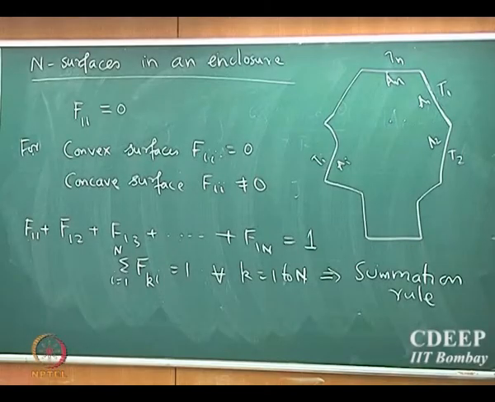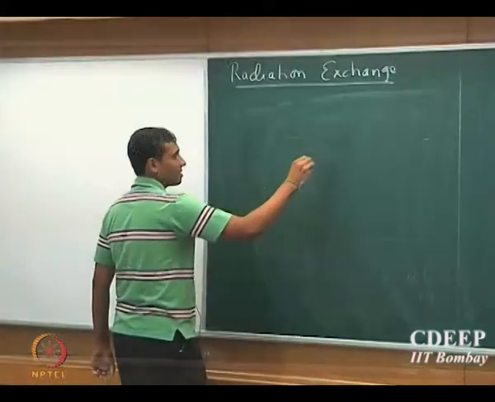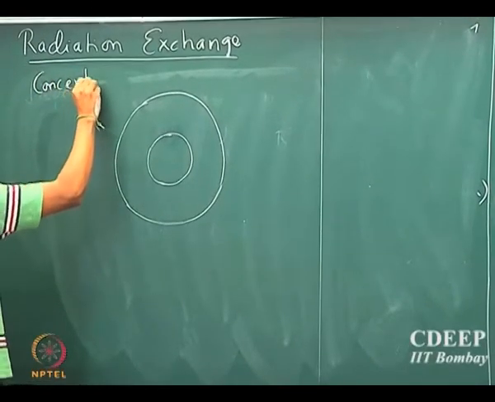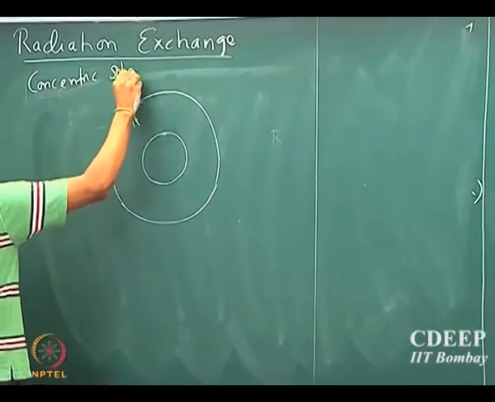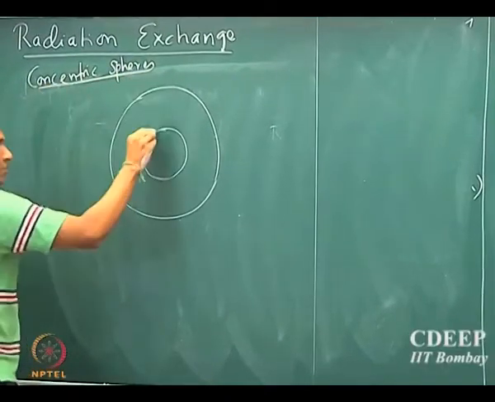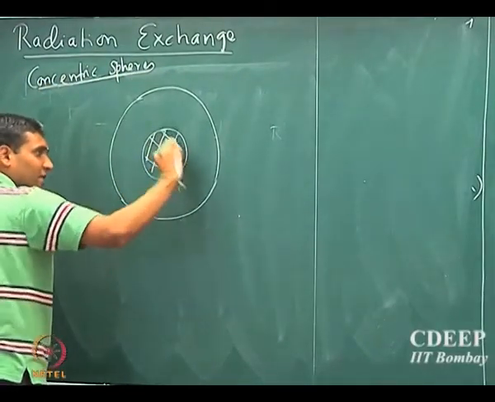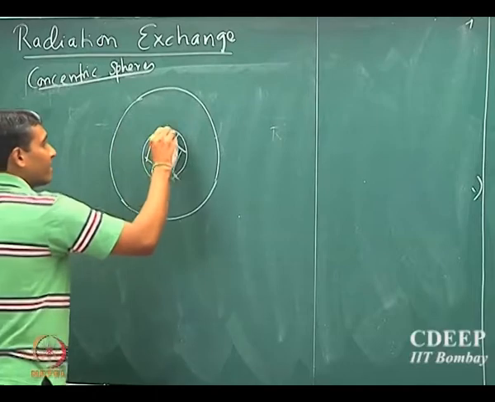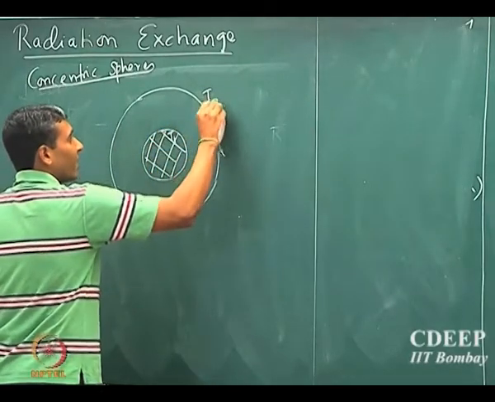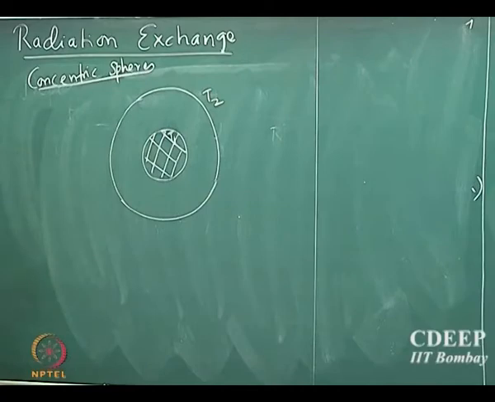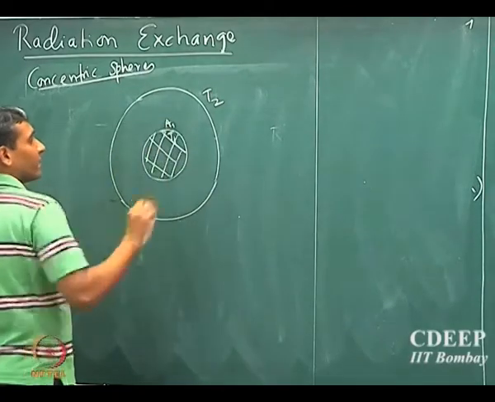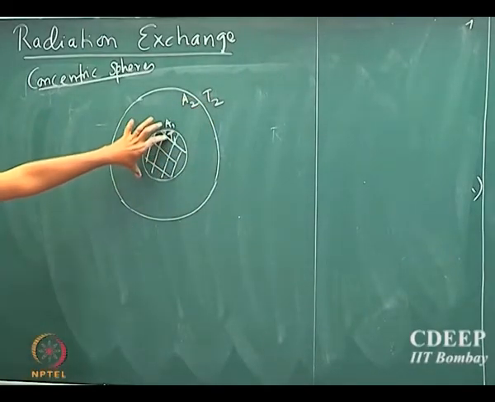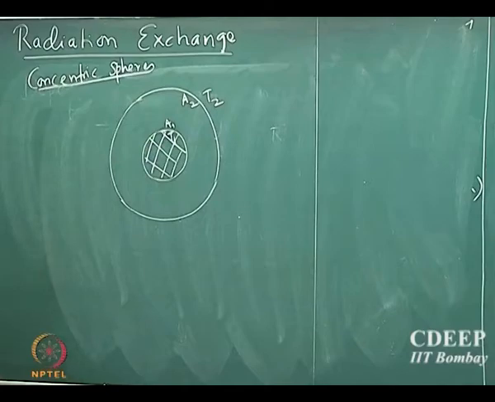So let us take a specific example where this is applied. Let us take the case of concentric spheres, and let us assume that this is a solid sphere in between and there is a vacuum space, and this is maintained at some temperature T1 and this is maintained at some temperature T2, and the curved surface areas are A1 and A2. The outside curved surface area of the first object is A1 and the inside surface area is A2.